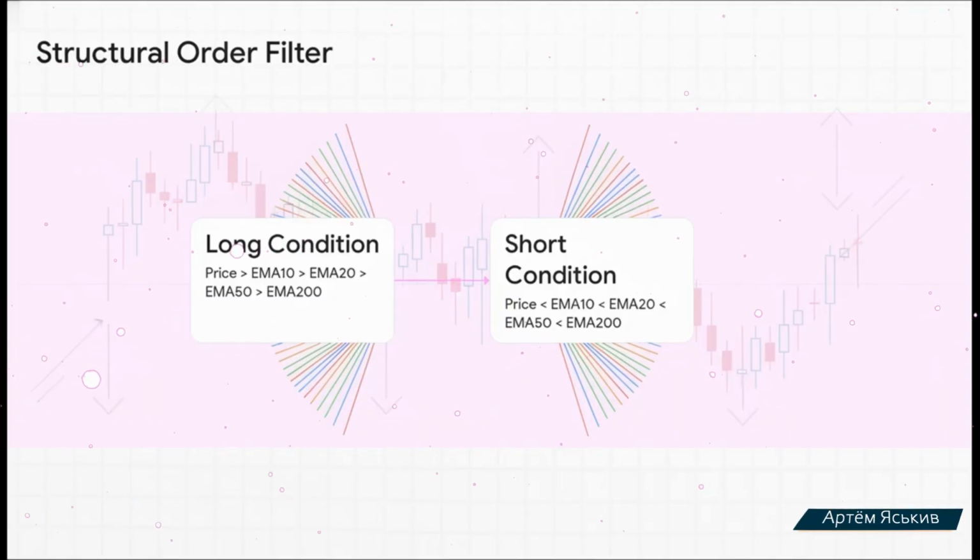All right, step 1, and this is the big one. It all starts with a super strict, non-negotiable filter called the structural order. For a long trade to even be considered, the price has to be above the 10 EMA, which has to be above the 20, which is above the 50, and all of them above the 200. It's looking for that perfect, beautifully fanned out alignment. And of course, the exact opposite is true for a short.